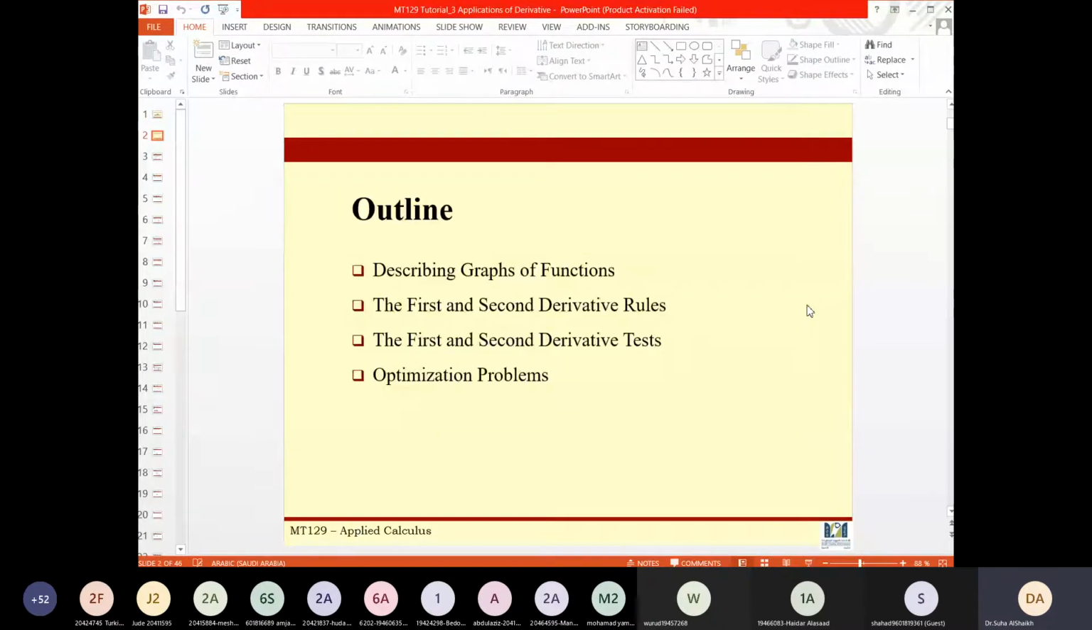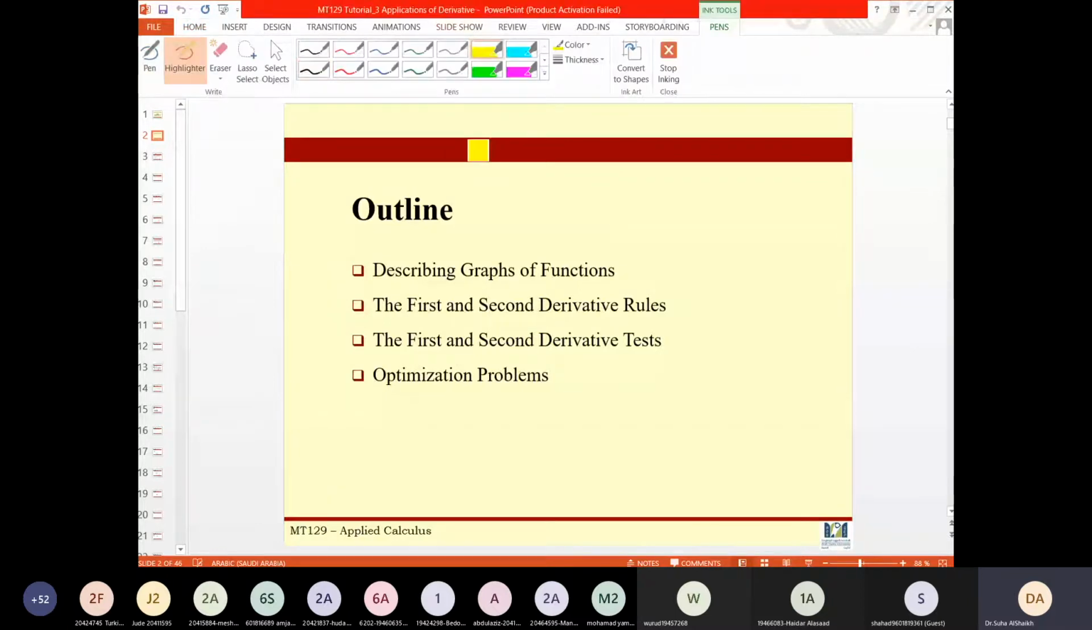First of all, we're going to talk about how to describe the graph of a function. What does it mean to describe the graph of the function? It means the function is increasing (متزايدة), it is decreasing (متناقصة), it's concave up, it's concave down. We will talk about those terminologies and how to use the derivative to describe them. We will talk about what we call the first and the second derivative rule, and the first and the second derivative test.